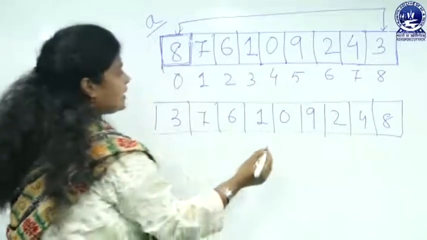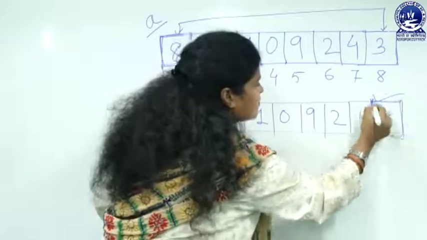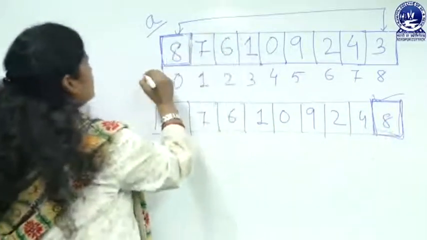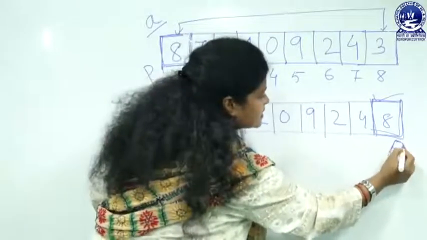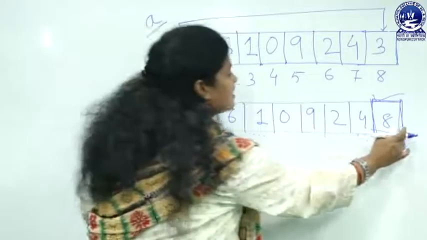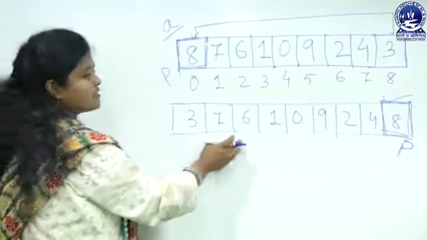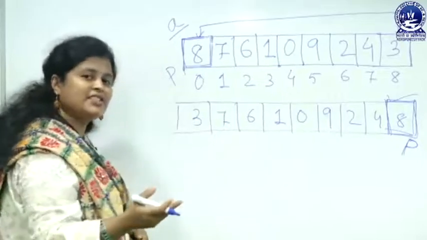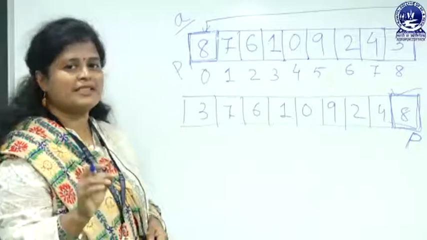After swapping, 8 has been placed here, and till now 8 is our pivot. I am just using P to specify that this is the pivot element. Now there are no more elements on the right side of the pivot; all elements are on the left side. So again we will check that the left value must be lesser than the pivot. This is the rule.